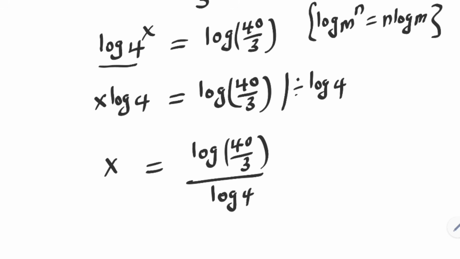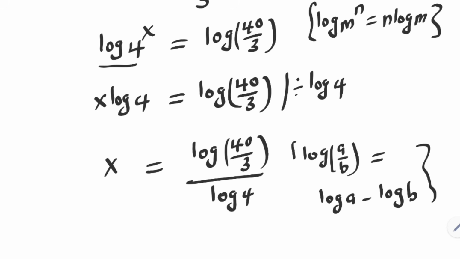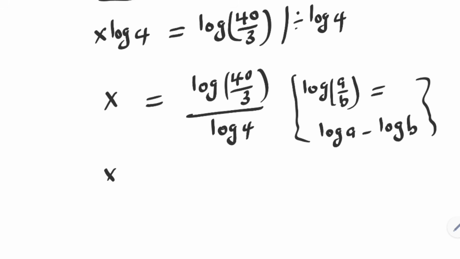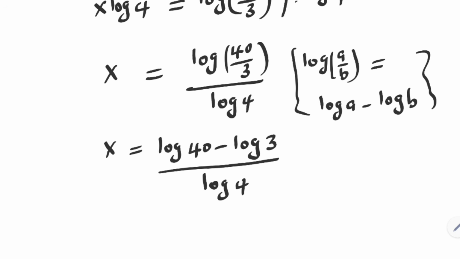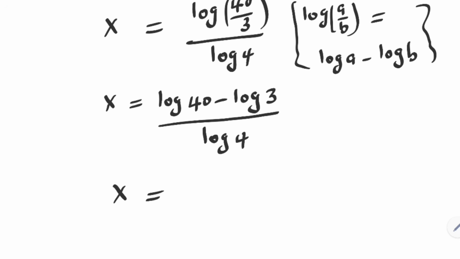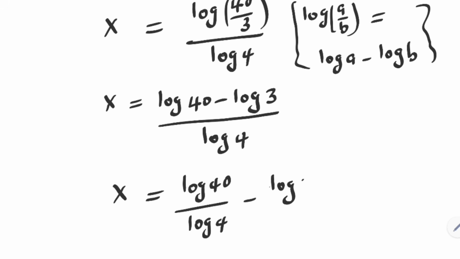Take note of this, that if you have log a over b, this is equal to log a minus log b. x is equal to log 40 minus log 3 over log 4. x is equal to log 40 over log 4 minus log 3 over log 4.